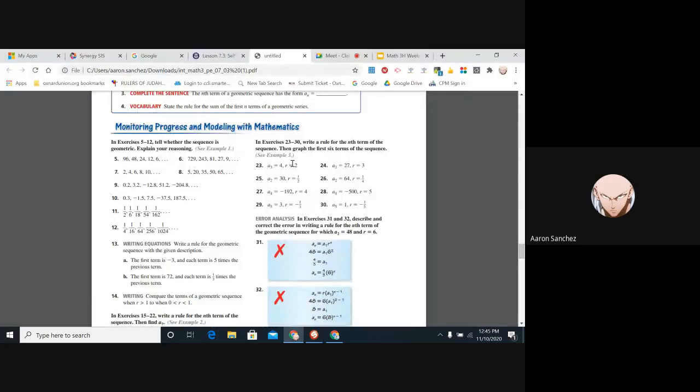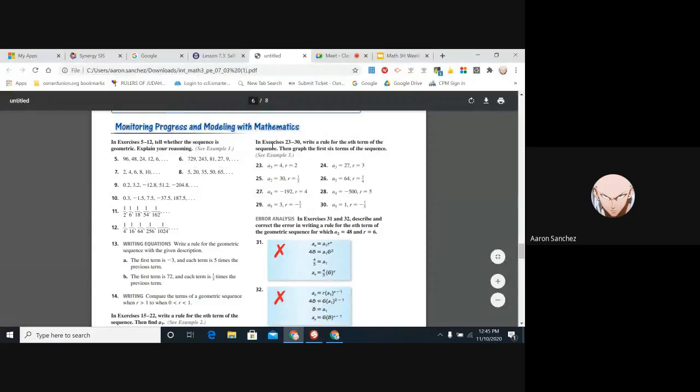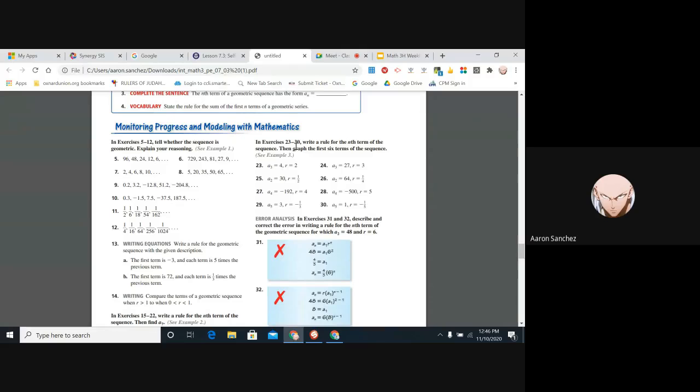Does it ask for anything else? Right, write the nth term of the sequence, then graph the first 6 terms. Okay, we got to graph them. I'm going to get out my graph paper. So, 23 continued.